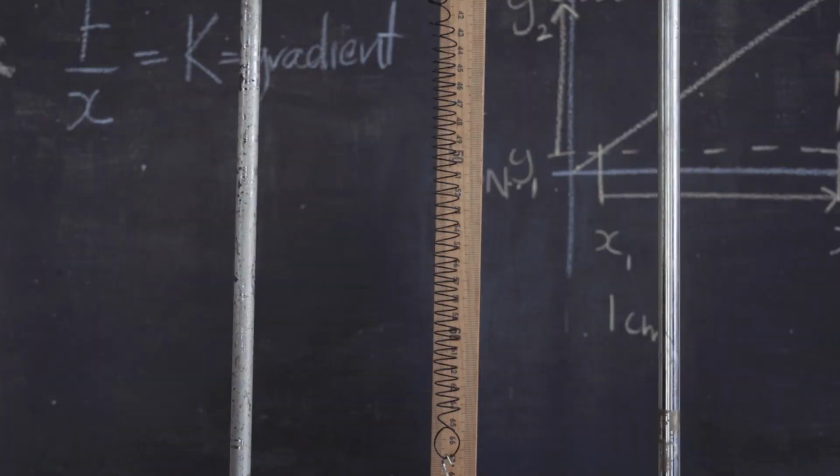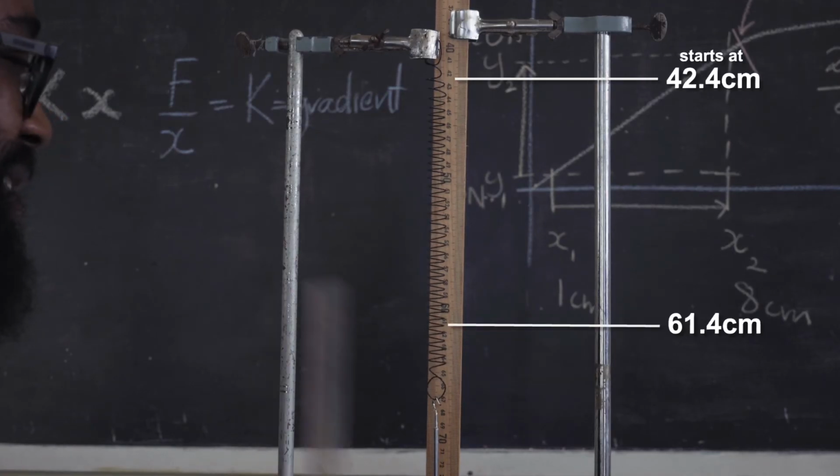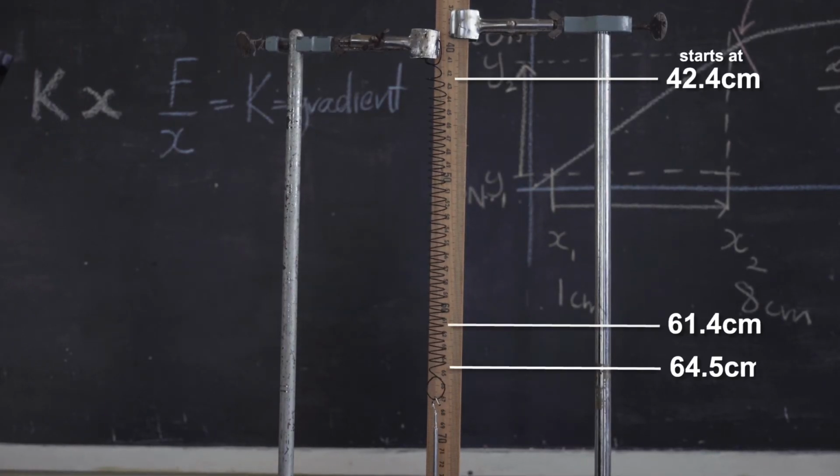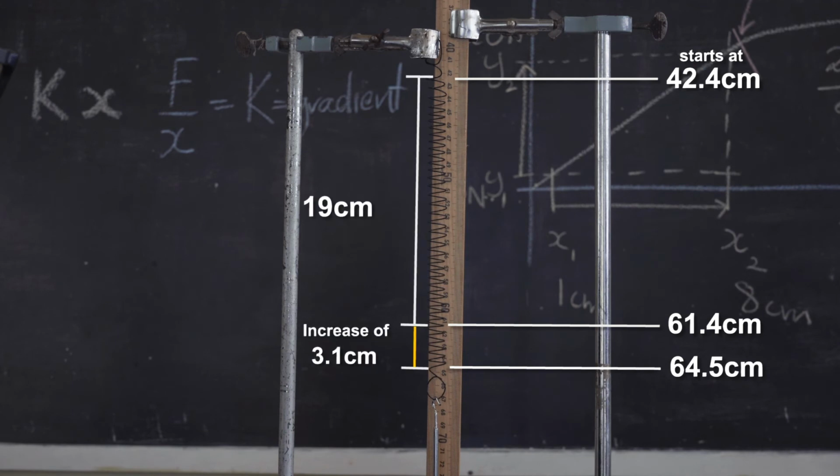64.5 centimeters. So we were at 61.4, and we now are at 64.5 for our first 100 grams of mass.